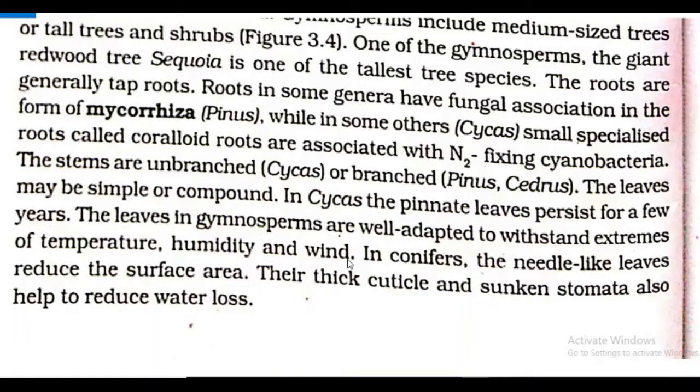In conifers, the needle-like leaves reduce the surface area. First you have to see that if the surface area of the leaf is more, the evaporation of water from it will also be more. To reduce that, in Gymnosperms the leaves are needle-like, which reduces the surface area. And again, their cuticles are thick.